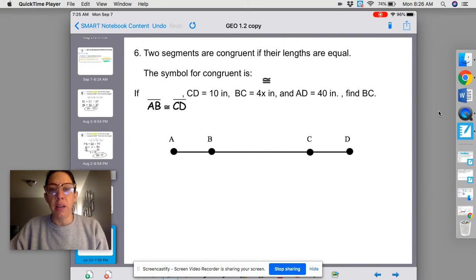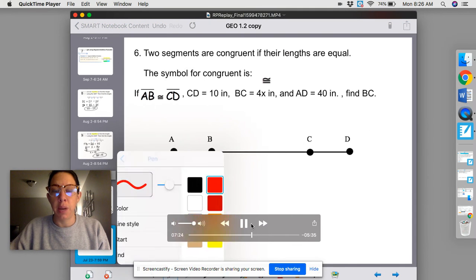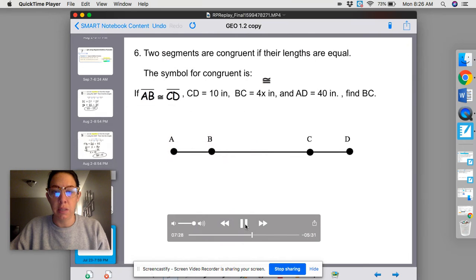All right, now here I am giving you some information, and you have to label the diagram and then find the length of BC. So the first step is understanding what some of these symbols mean.